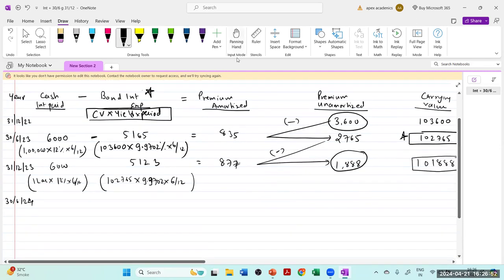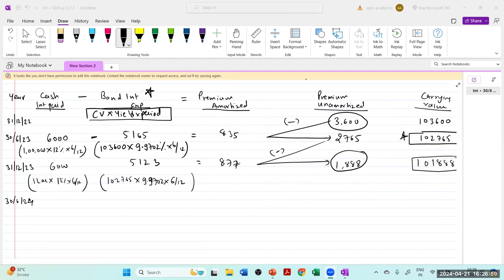Okay, who's next? Bakra number 2. Muskan Vishwakarma. Yes, sir. Question 62, sir.